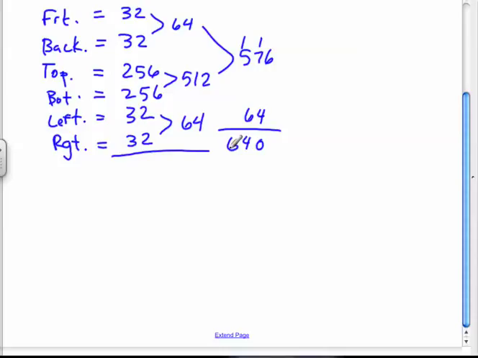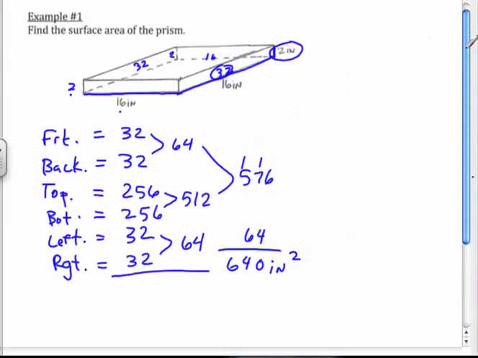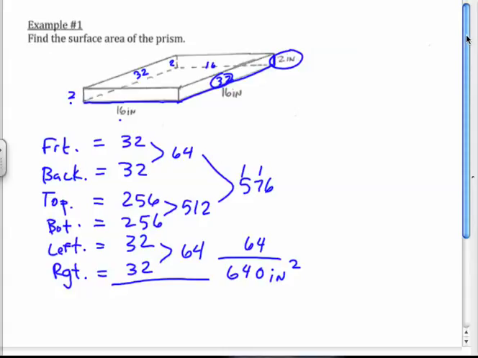No. Inches squared. Inches squared. All right? So that's the area. That's how much cardboard I would need to make this what looks like a pizza box. Okay? Something like that. All right?